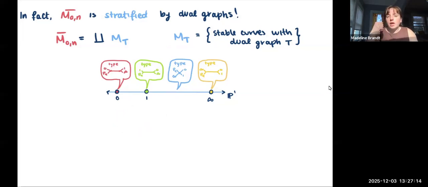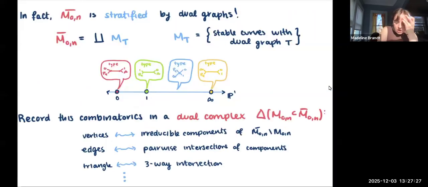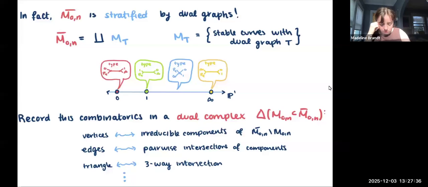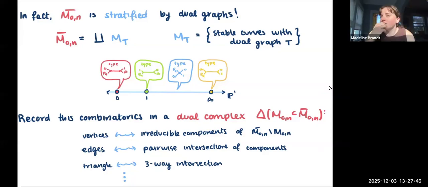So looking at the tropical moduli space, that will tell you what all of the points in your compactified M0n bar look like. And so one thing you can, oh yeah, do you have a question? So for the blue one, that has length 0, right? The total, because it only has leaves. Yeah.